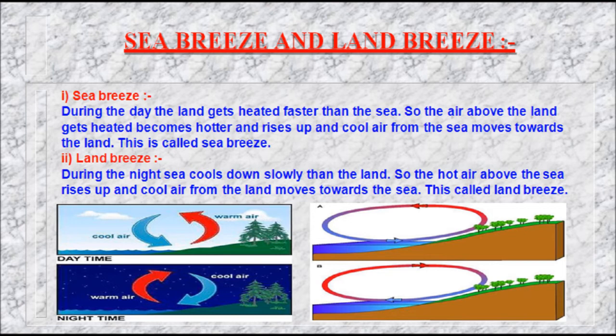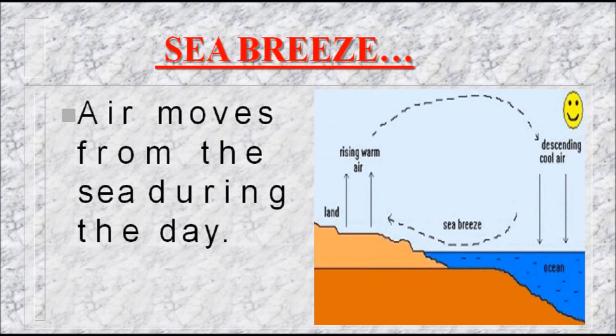How does this happen? To understand this, let us move to a coastal area like Goa. During the day, the land heats up much faster than sea water. So air above the land surface gets warmer and rises up. The cool air above the sea surface moves towards land to fill the space emptied by the rising warm air. This flow of cool air from the sea towards the land is called sea breeze.